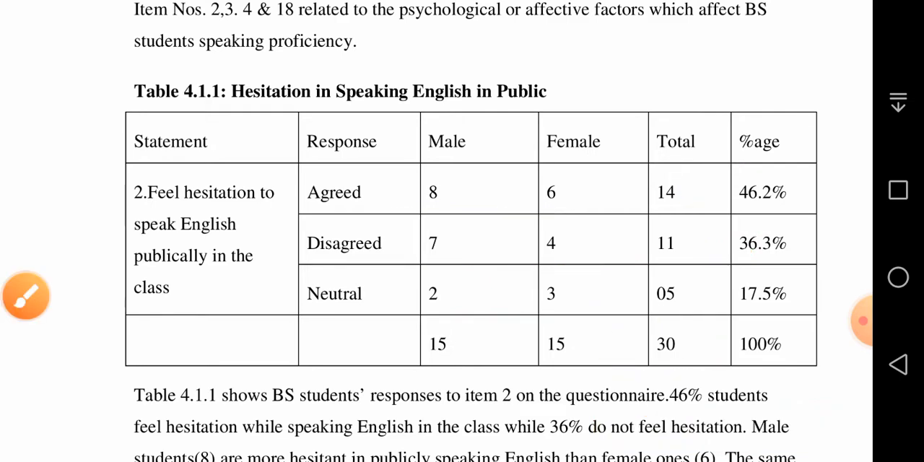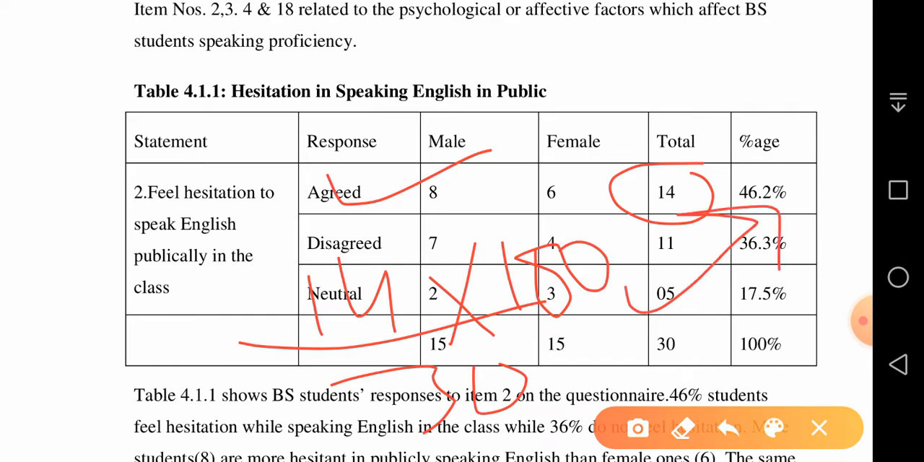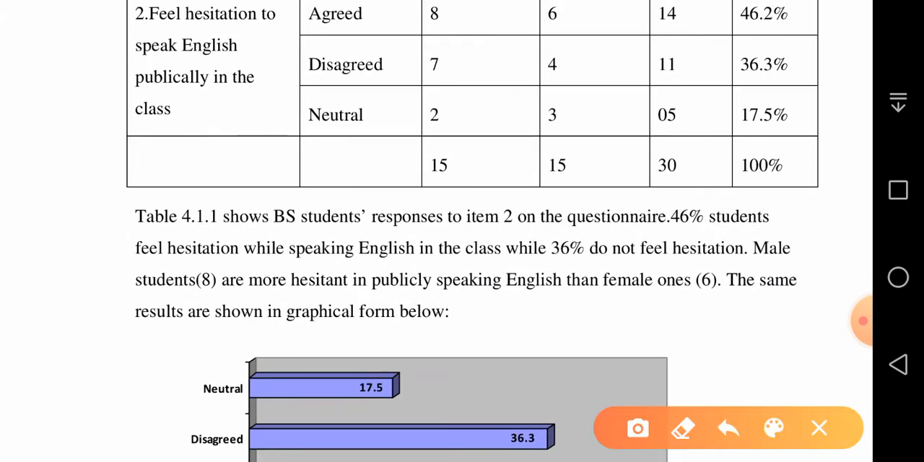30. Now you have to find the percentage, like for agreed, you have to write 30, and upon it you have to write 14 out of 30 agreed. Okay, so what is the percentage? This is the percentage. So after giving this data here, you have to interpret the data and find the results.